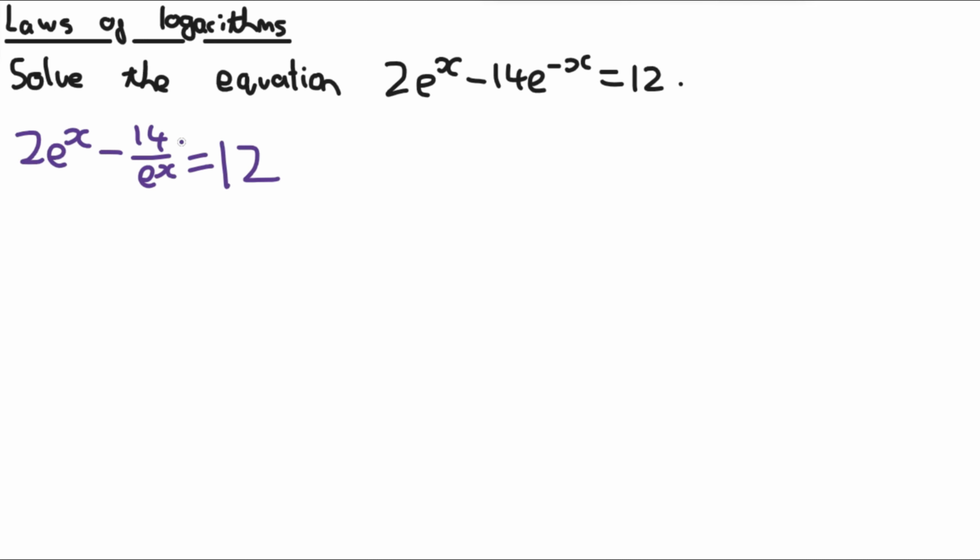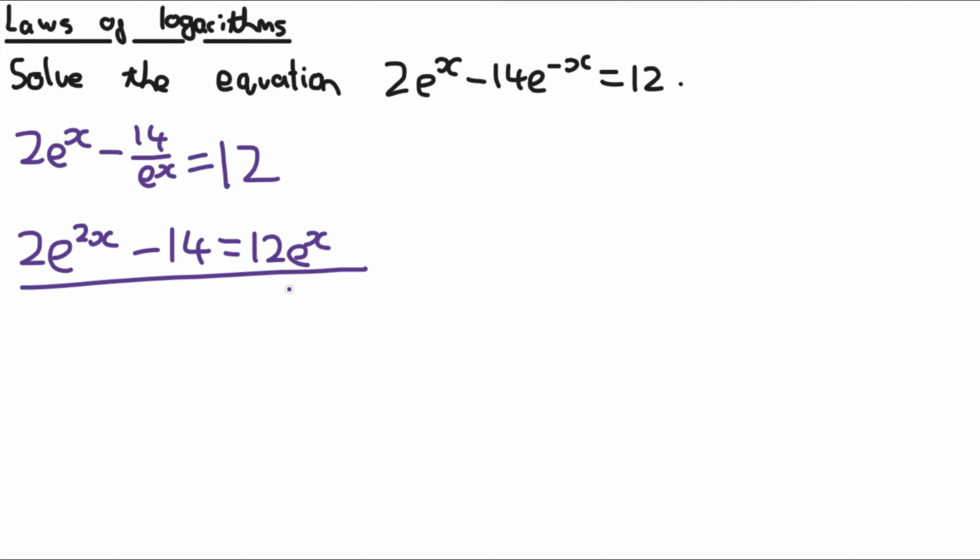When you multiply everything by a number, it goes wrong if that number is equal to 0. We know that a power can't be equal to 0. So what we can do is multiply everything by e to the power of x. This becomes 2e to the power of x times e to the power of x, which is e to the power of 2x, minus 14 over e to the power of x times e to the power of x, which is minus 14, and this becomes 12e to the x.